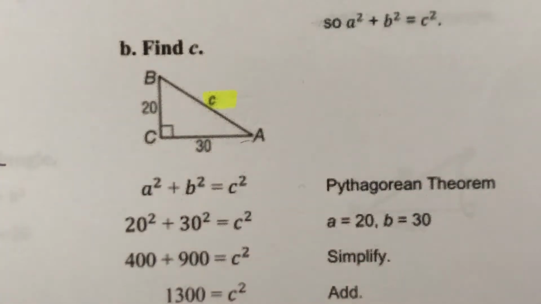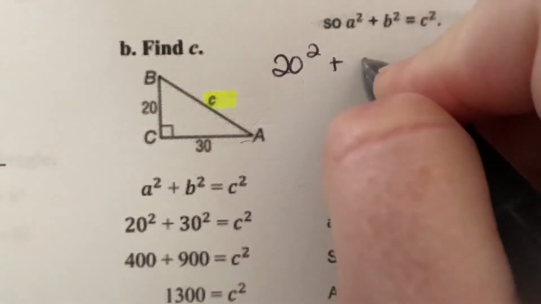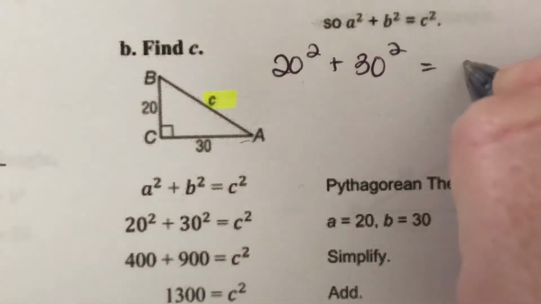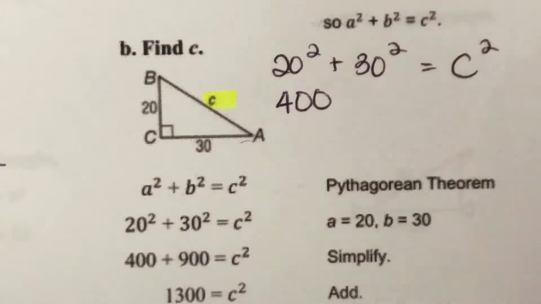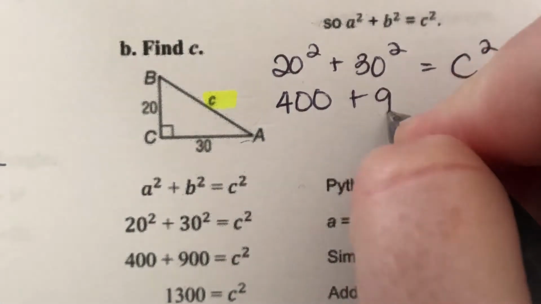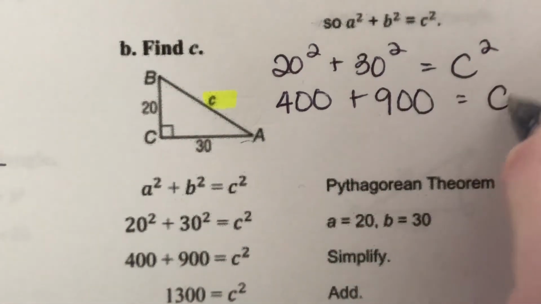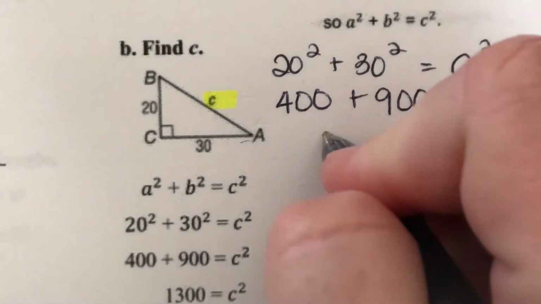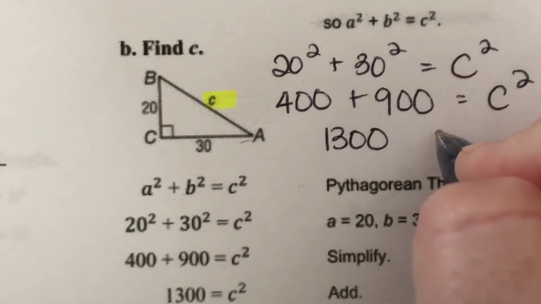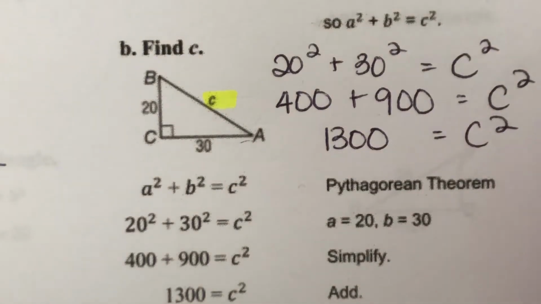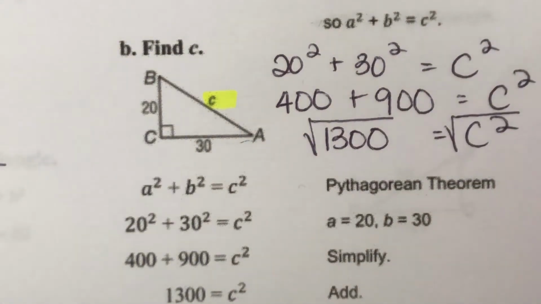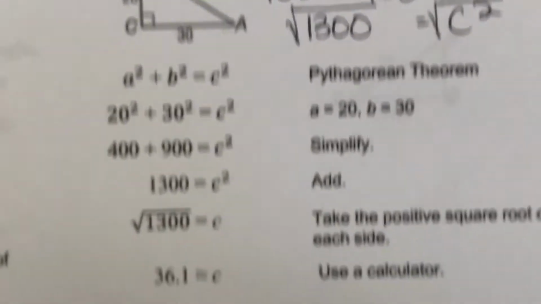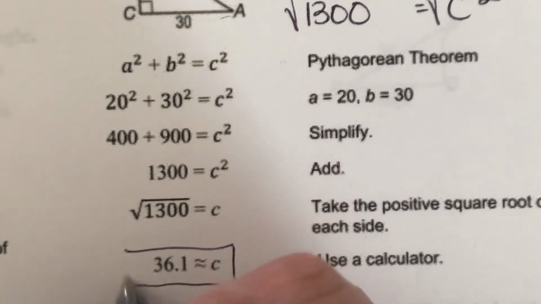So I'm going to add the squares of these two together. So 20 squared plus 30 squared, and that's going to add up to c squared. Okay, 20 times 20 is 400. 30 times 30 is 900 equals c squared. 400 plus 900 is 1300 equals c squared. And then when we take the square root of 1300, it is not a perfect square. So we would have to estimate, right? So it would be about 36.1. It's down here.